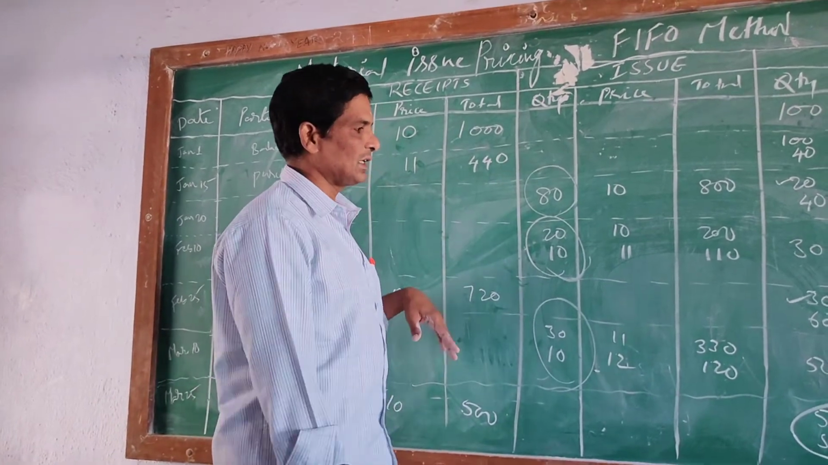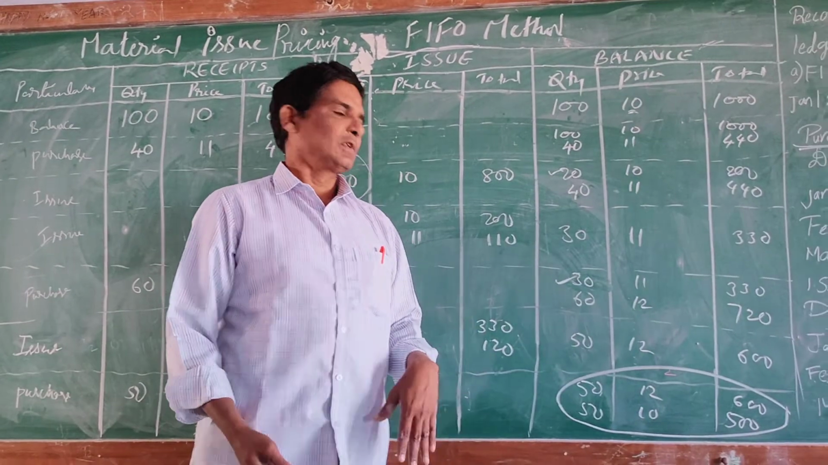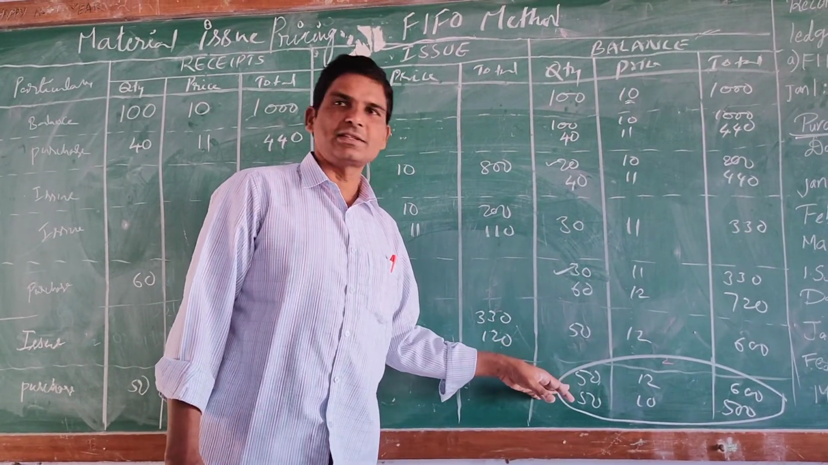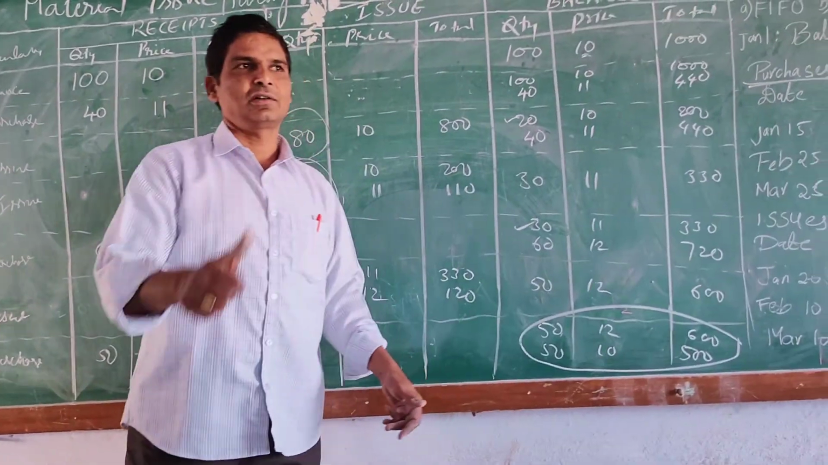So the stores ledger account, this is called stores ledger account. That is, the balance at the end is 50 into 12, 600, and 50 into 10, 500. That's all.